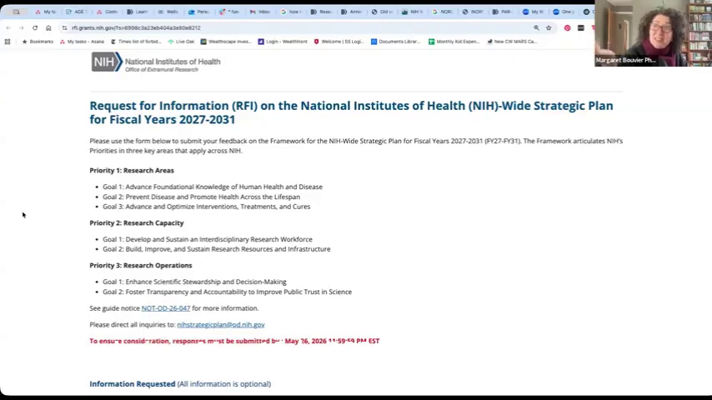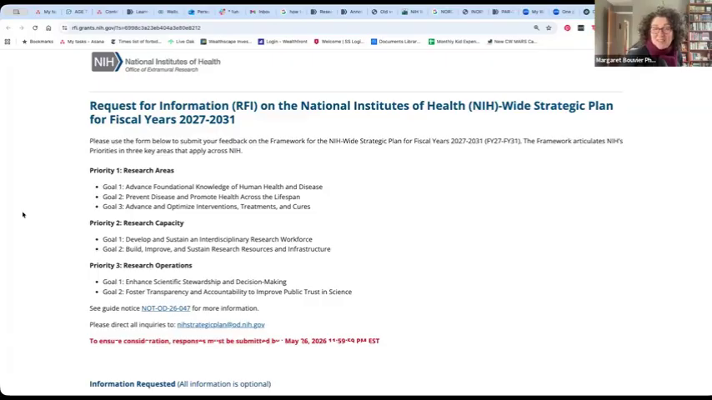So this is really kind of wide open. You can see priority one, research areas: advanced foundational knowledge of human health and disease. That's goal one. Goal two, prevent disease and promote health across the lifespan. Goal three, advance and optimize interventions, treatments, and cures, which basically to me is an invitation to plug your area of research. Then research capacity: develop and sustain an interdisciplinary research workforce. I mean, these are always the priority areas in every single strategic plan at NIH.